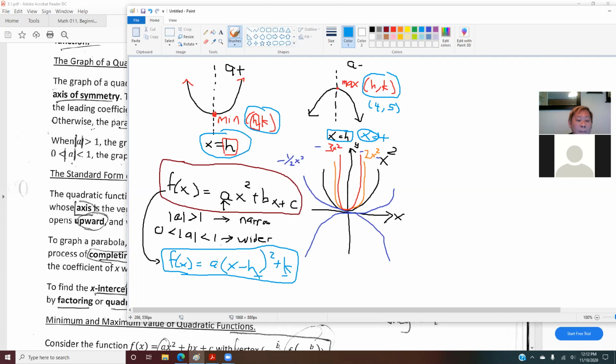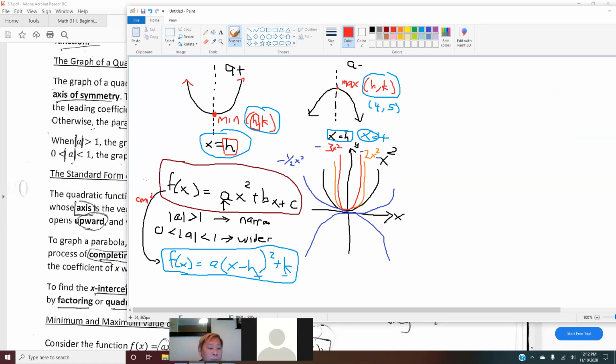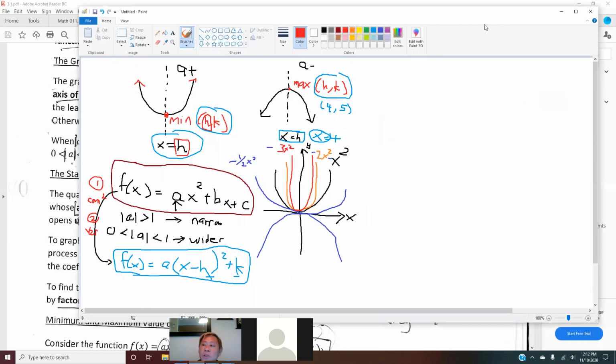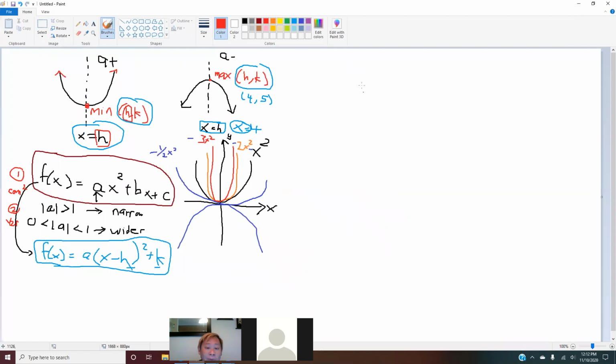So my question is, how do we change these quadratic functions into standard form? In order for us to do this, you have to do what we call completing the square. So that's the first option, completing the square. And the second option is to use the vertex formula. I'm going to show you how to perform both of these.